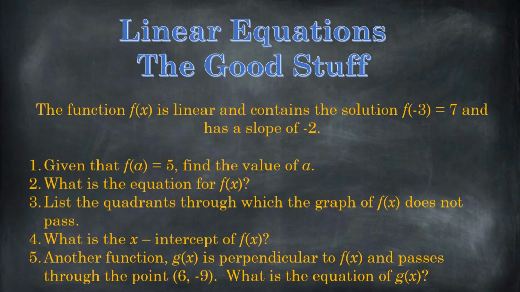So check this out. It says we have a function f of x and it's linear, and it contains a solution f of negative 3 equals 7. And it has a slope of negative 2. All right. Then we have 5 questions to answer.